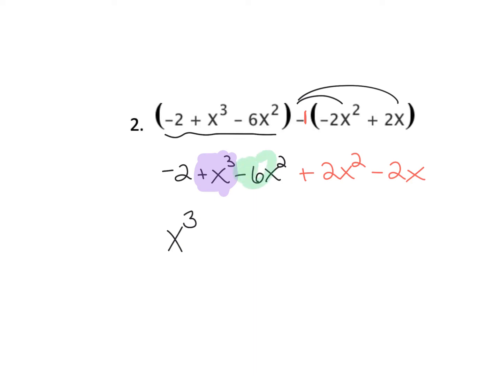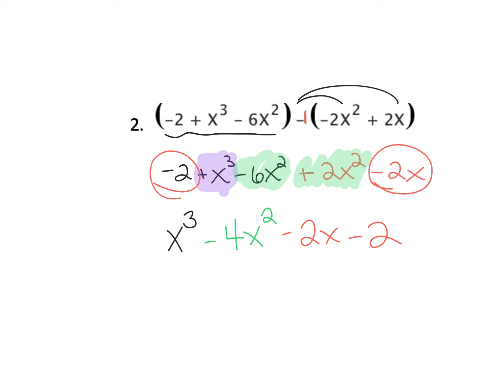I have a -6x squared plus 2x squared would be -4x squared. Then I go to my -2x. There's nothing like with that. And then my constant of -2. So again, cubic polynomial.